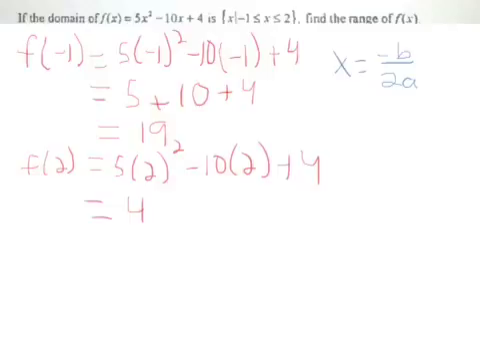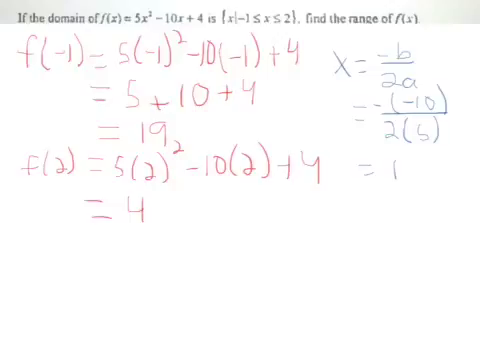So a is going to be 5 and b is going to be -10. So I have a -10 over 10, which will just give me a 1. So that's my other point I need to check. That's not my y value, that's my x value.